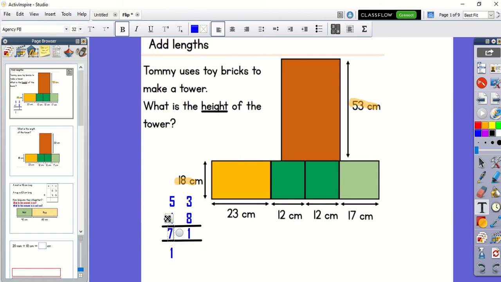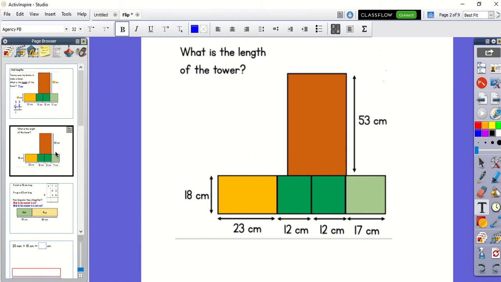So I've got 71. But is it just 71? Is that it? Is my answer just 71? No, because I need to put my unit of measurement. And my unit of measurement is centimetres, so I need to put 71 centimetres. Okay? And it's as simple as that. Let's move on to the next one.